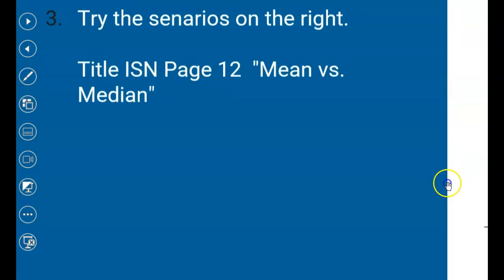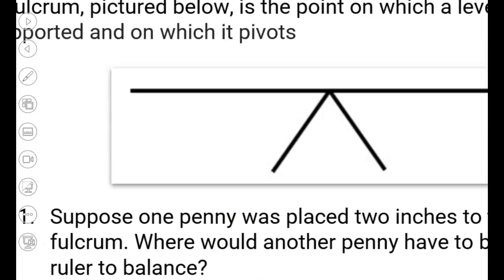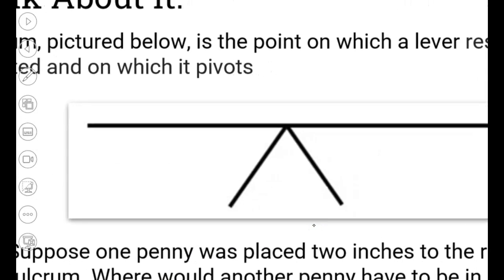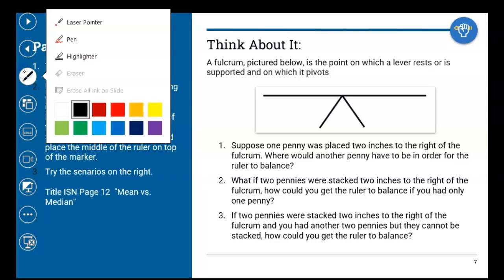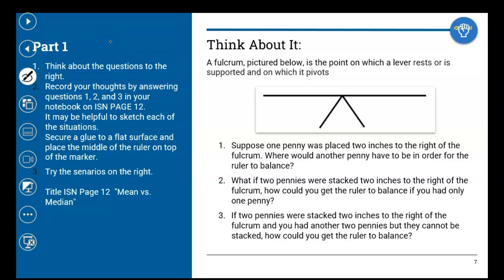All right, I want you to draw this balance beam looking thing below. Not too big, just draw it somewhere on page 12. Leave some space above it. Okay. So draw that. And as you're drawing, we're going to suppose that 1 penny was placed 2 inches to the right. So with your pencil, just kind of estimate. It doesn't have to be perfect. If it was 2 inches to the right, it would go this way. We would put a penny right here. Okay. All right. Just draw a little sketch. Doesn't have to be perfect.